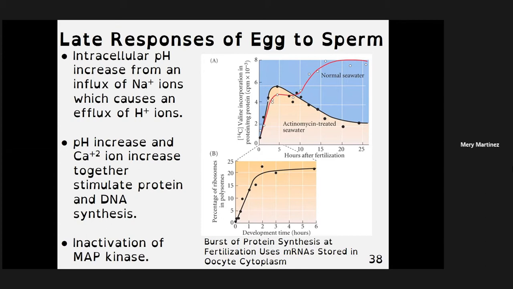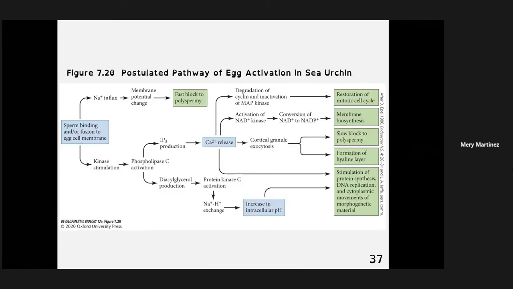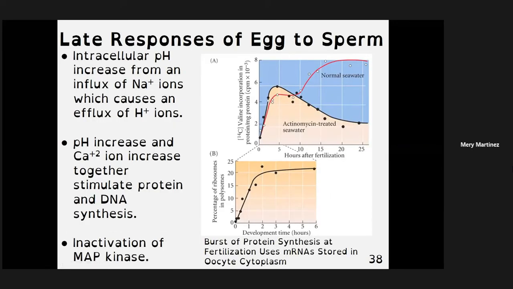Okay, so delayed response. Delayed response is that intracellular pH increase that I mentioned right here. So we have an increase in the influx of sodium ions, which causes an efflux of hydrogen. Remember that we need to balance, and we cannot have too many positive ions inside. So one goes in, something goes out. And normally, in this case, it is the hydrogen. So the pH increase along with the calcium ion increase turn on many different enzymes that will stimulate DNA synthesis.